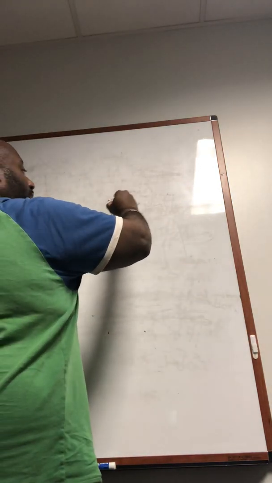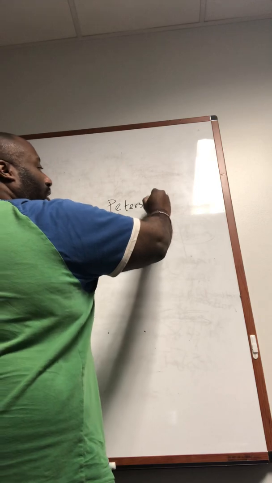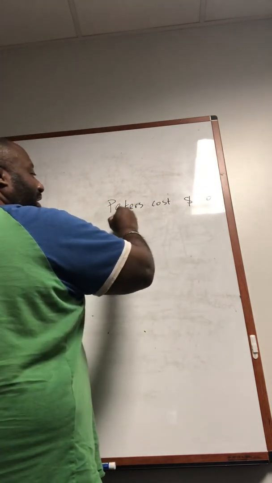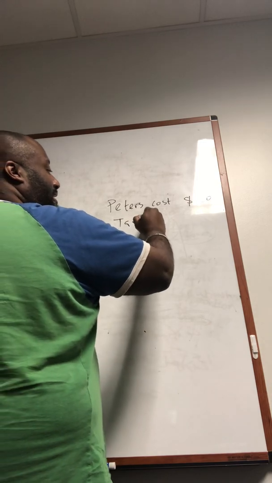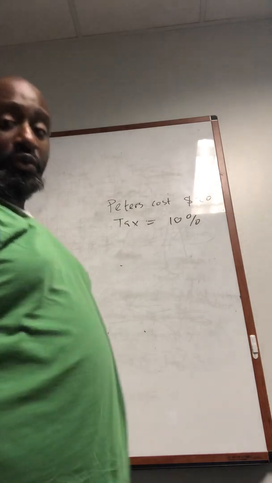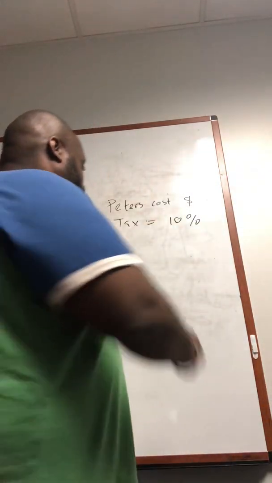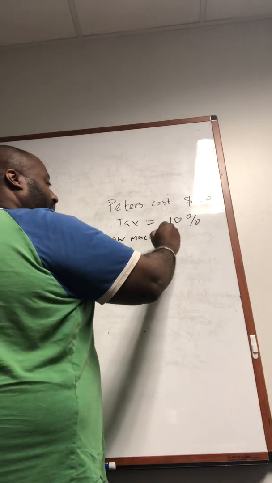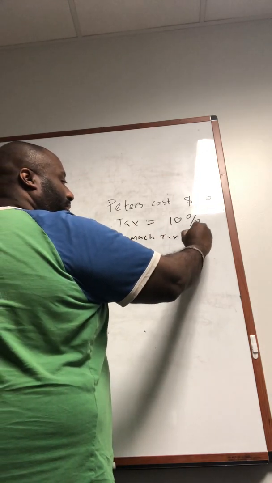Peter has a soccer ball. Peter's ball costs $20. His tax is equal to 10%. Now, how much tax did he pay?